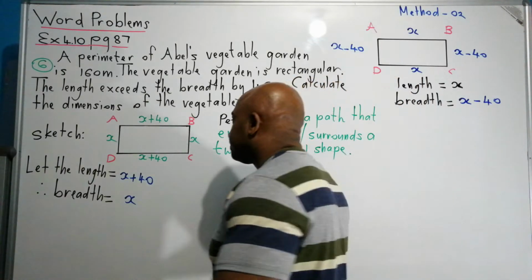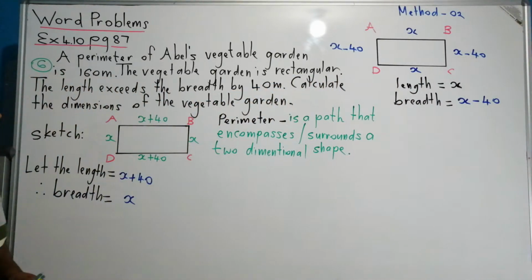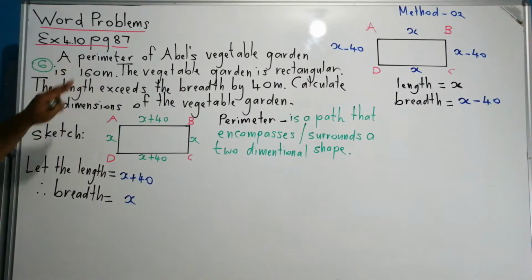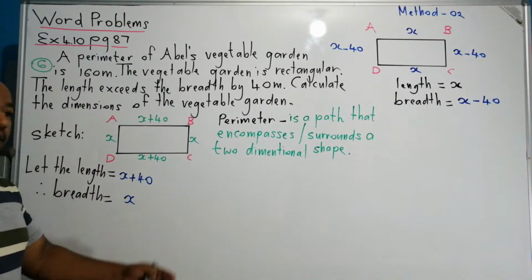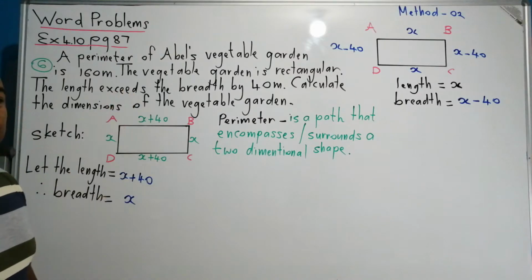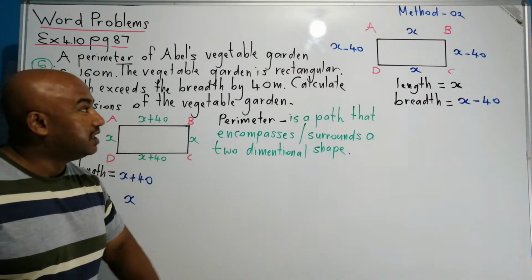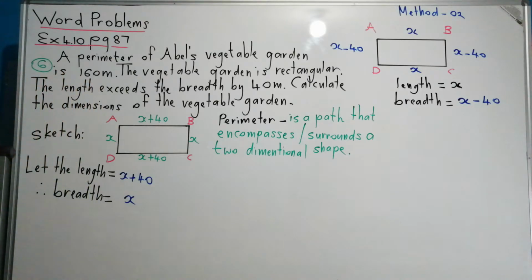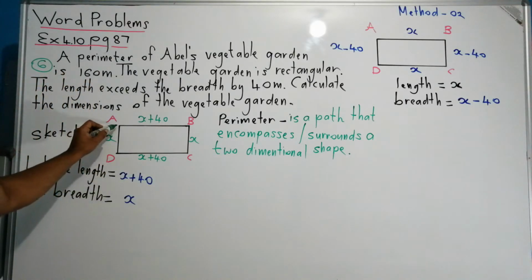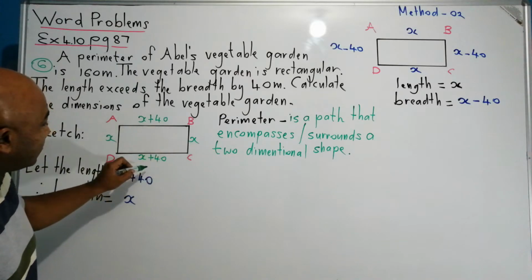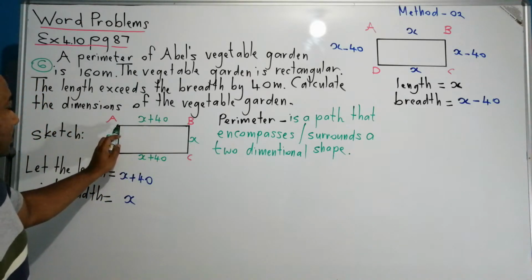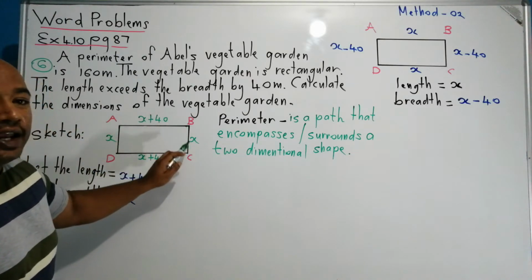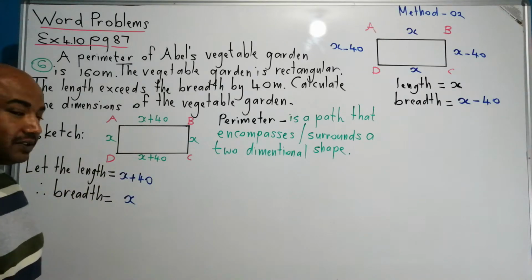Now, perimeter. If you're given the perimeter, you are going to be using the perimeter formula. If you're given the area, you'll be using the area formula. Remember, the perimeter means the distance around the object. So basically, from there to there, you add up all the sides.